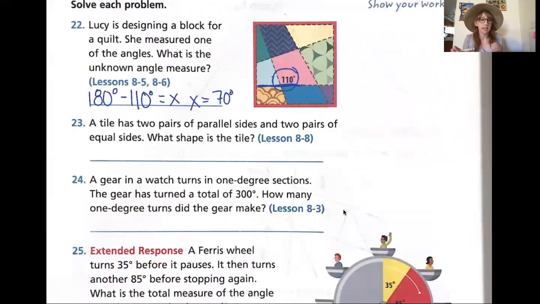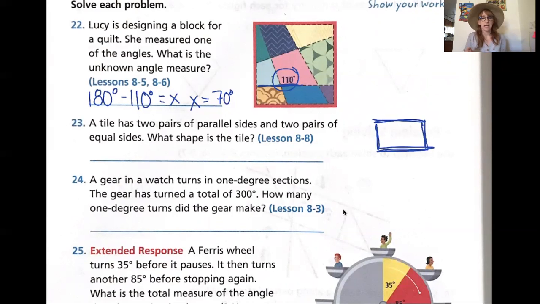23. A tile has two pairs of parallel sides and two pairs of equal sides. What shape is the tile? So we want to pay close attention to the information that they're giving us here. They're telling us that the tile has two pairs of parallel sides, so it cannot be a trapezoid. And then it has two pairs of equal sides. So it's not saying that all the sides are equal. It's saying that maybe these two sides are equal, and then these two sides are equal.